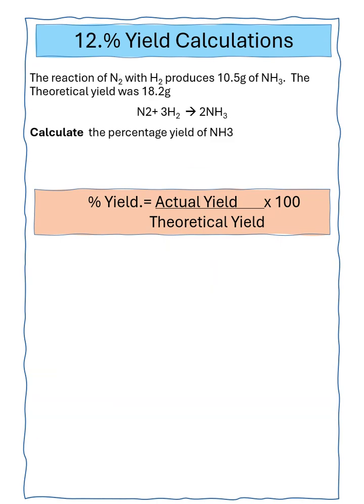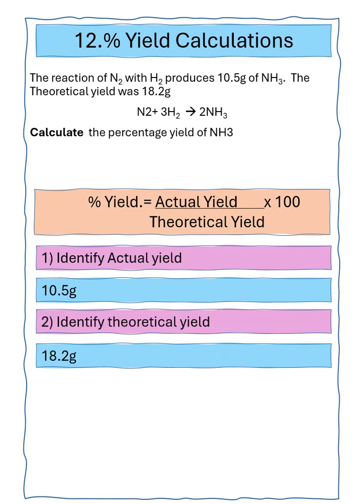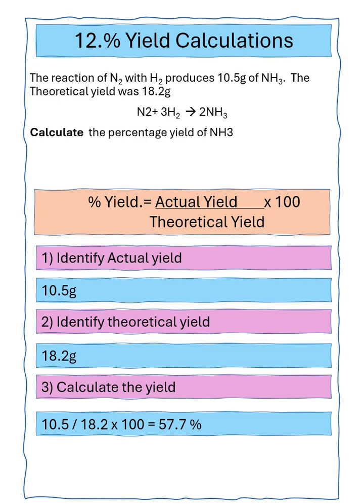Question 12. The reaction of N2 with H2 produces 10.5 grams of NH3. The theoretical yield was 18.2. Calculate the percentage yield of NH3. So we're going to use the equation, percentage yield equals actual yield divided by theoretical yield times 100. So we're going to identify the actual yield first of all. That was 10.5 grams. The theoretical yield is 18.2. We then calculate the yield by putting the numbers into the equation. So 10.5 divided by 18.2 times 100 is 57.7%.